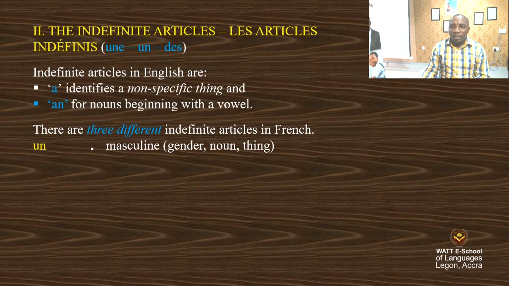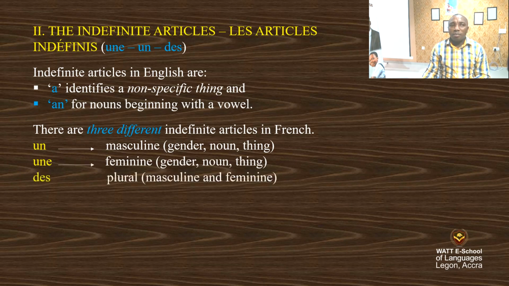Un is used for masculine gender, meaning masculine nouns. It can be a noun for things or animals. Une for feminine gender nouns and things. Des for plural, that is masculine and feminine plural nouns. Just to tell you that des is used for the plural of un and the plural of une.